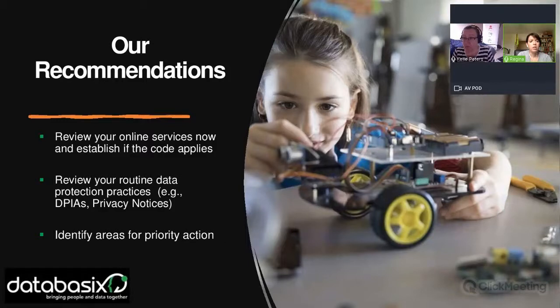So do have a look at your services, establish if the code applies, have a look at your current data protection practices. So are you doing data protection impact assessments where there's new data processing or a change to existing data processing, or you want to do something different with the data that you hold? Are you undertaking those data protection impact assessments? Are you at least doing the screening form?